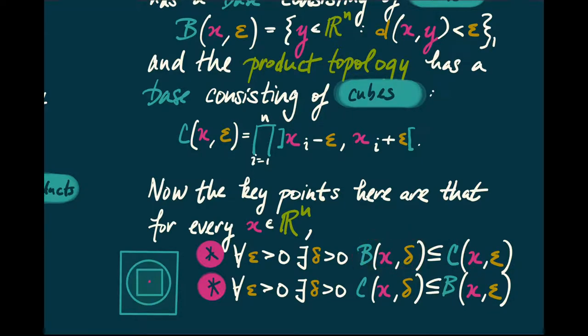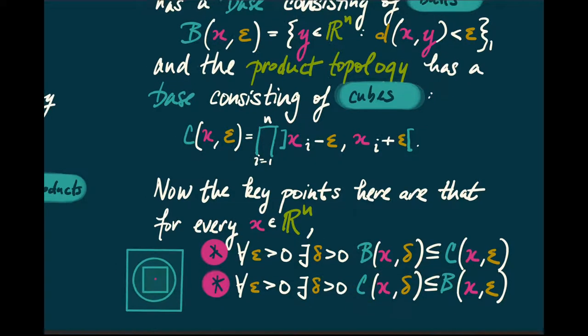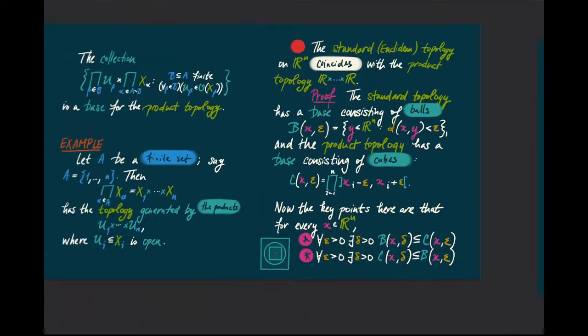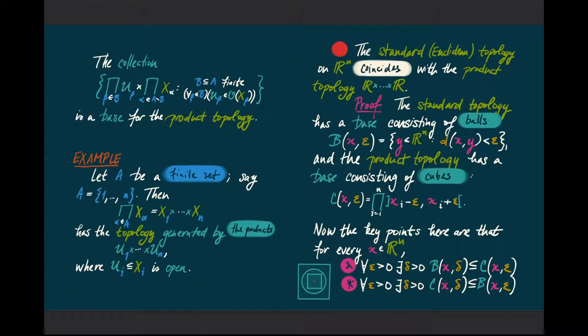At the same time, since any open set of the standard topology can be written as a union of these balls, it can also be written as a union of these cubes. Therefore, the two topologies are exactly the same. So far, we haven't seen any big surprises with the product topology. Things seem to be going quite nicely.